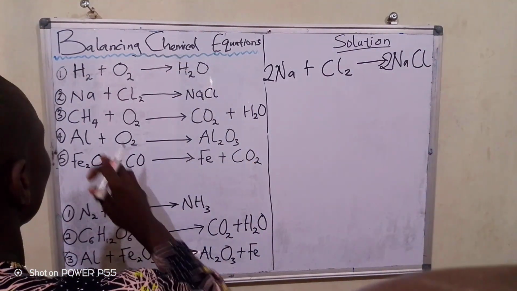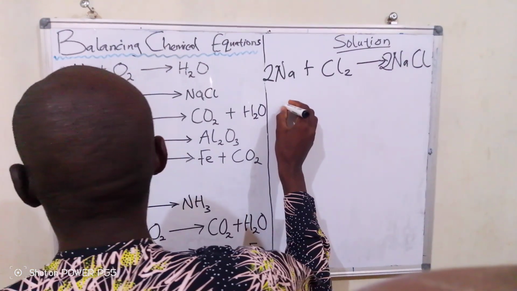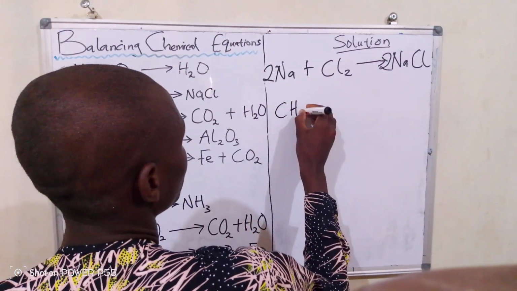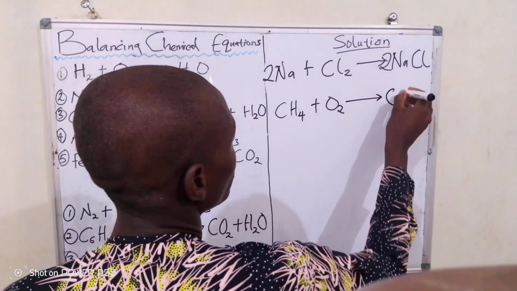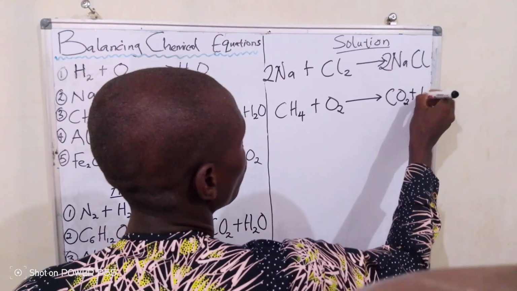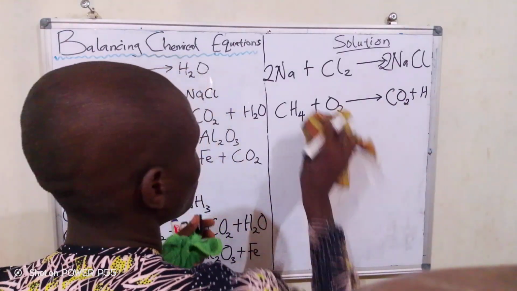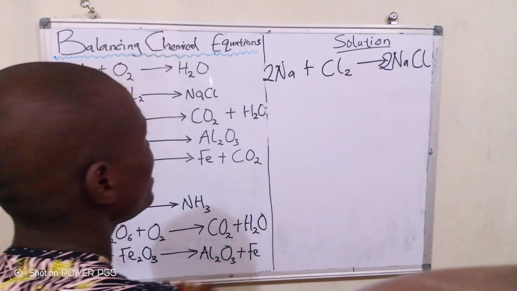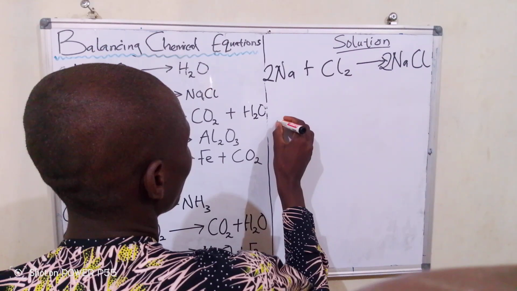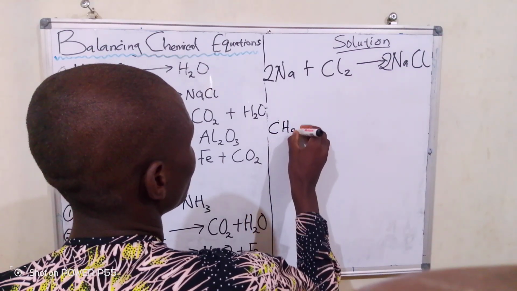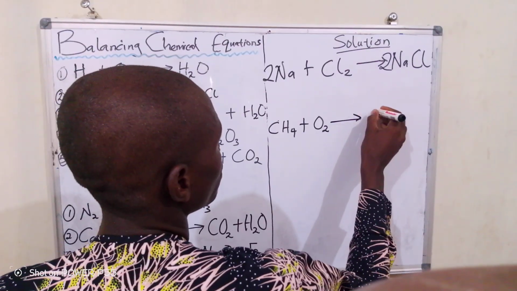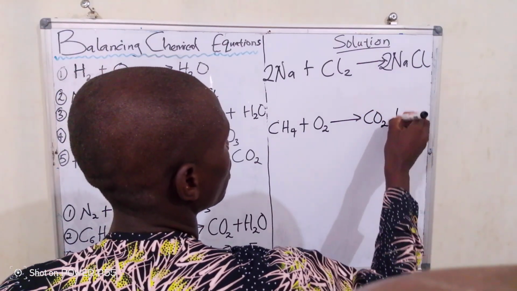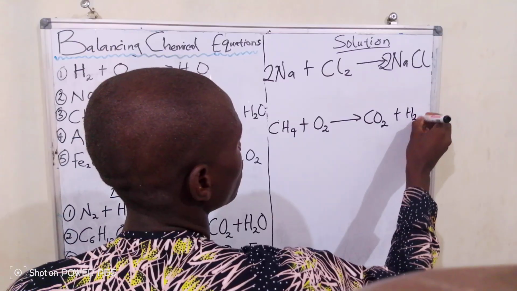Alright, so let's go. The next one is the combustion of methane, CH4, plus oxygen, to give us carbon dioxide and water. Sorry, this place is not enough. Let me increase it here. Methane plus oxygen gives carbon dioxide and water.